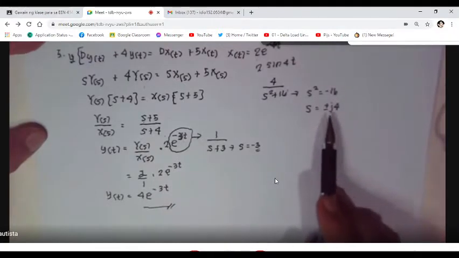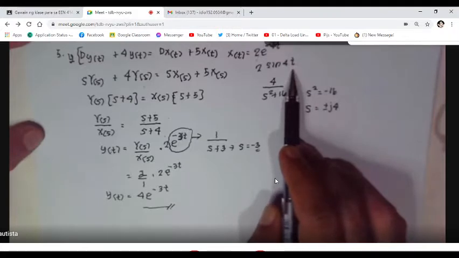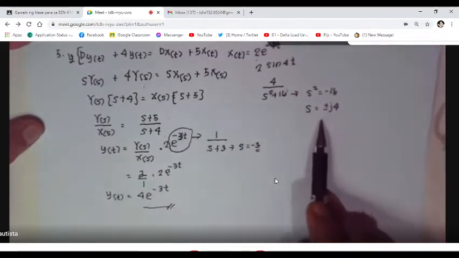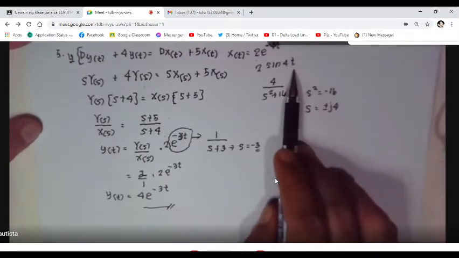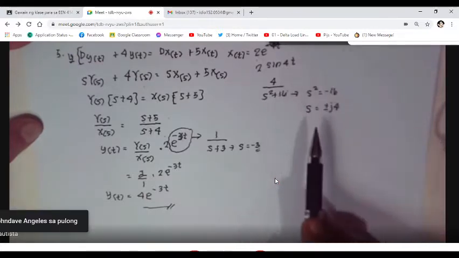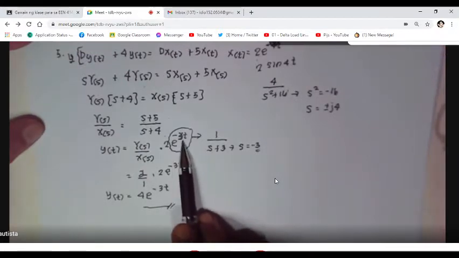Bakit dalawa ang magiging sagot? Kasi sine yan, di ba? Ang sine, meron siyang positive peak at saka meron siyang negative peak. Kaya dalawa ang sagot. Ang cosine, ganun din. Dalawa ang sagot. Okay? So, hindi katulad dito, iisa lang ang sagot nito. Kasi e raised to negative 3t. No? Isa lang ang lalabas na waveform dyan.